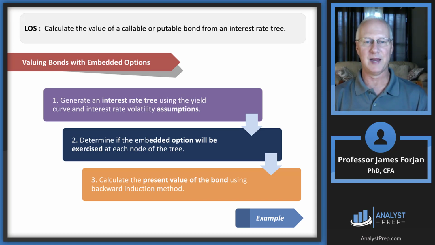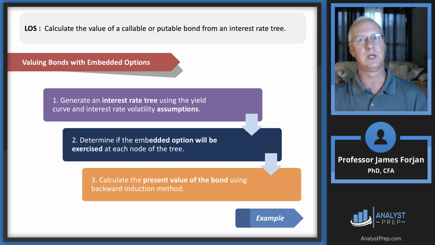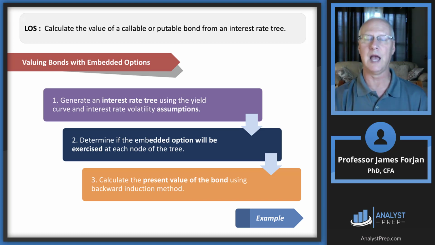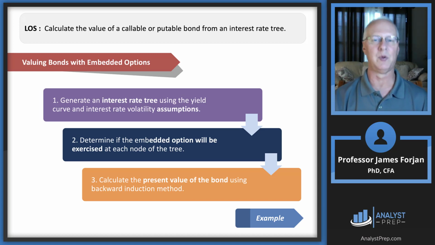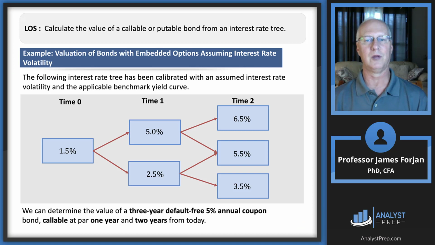Determine if the embedded option will be exercised at each node of the tree. So this is the important difference between what we did in the previous reading and what we're doing now. We have to make a decision at each node. Is the call going to be exercised? Is the put going to be exercised? If the answer is yes, we cross out that theoretical value and put in 100. And then the third one here, gosh, I've been emphasizing this all along. Calculate the present value using backward induction.